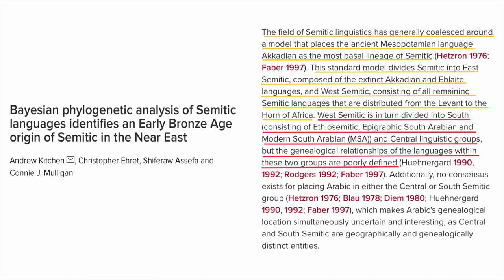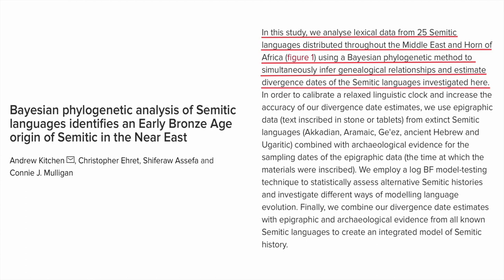The standard model divides Semitic into East Semitic, composed of the extinct Akkadian and Eblaite languages, and West Semitic, consisting of all remaining Semitic languages that are distributed from the Levant to the Horn of Africa. West Semitic is in turn divided into South, consisting of Ethio-Semitic, epigraphic South Arabian and modern South Arabian, and Central linguistic groups, but the genealogical relationships of the languages within these two groups are poorly defined. In this study, we analyze lexical data from 25 Semitic languages distributed throughout the Middle East and the Horn of Africa using a Bayesian phylogenetic method to simultaneously infer genealogical relationships and estimate divergence dates of the Semitic languages investigated here.